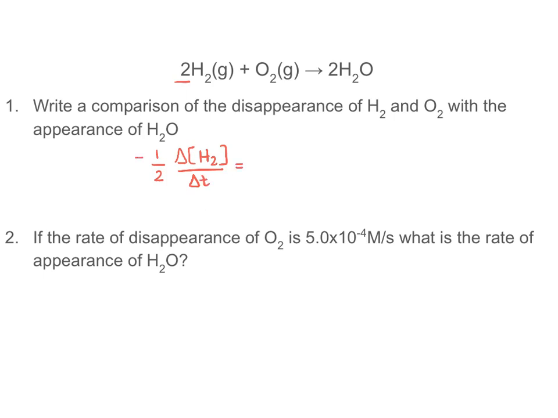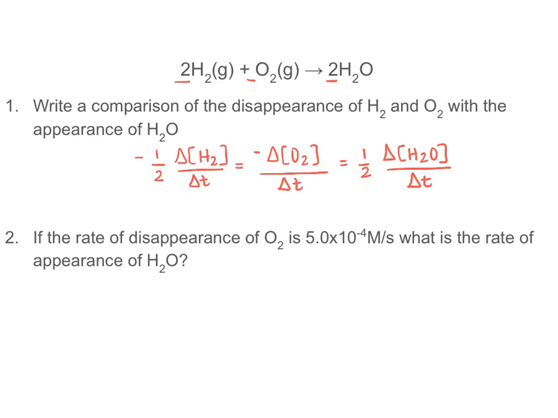And that is equal to 1, which we don't need to write, of the O2. So negative, again, because it's a reactant, change in concentration of the O2 over change in time. And then we've got our products. So it's going to be positive 1/2 change in concentration of H2O over the change in time. Okay. So then we're going to use that to find, if we're given one piece of it, another piece.